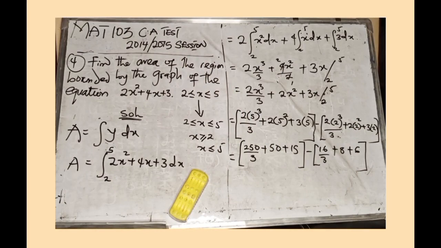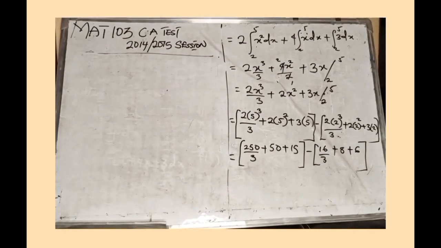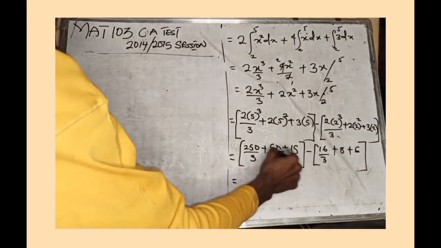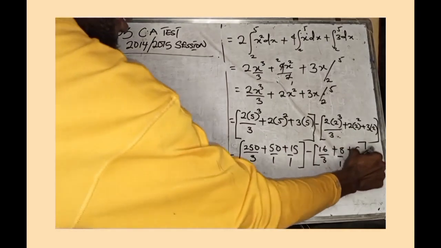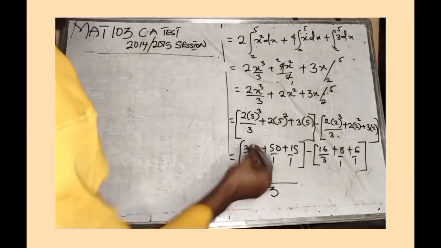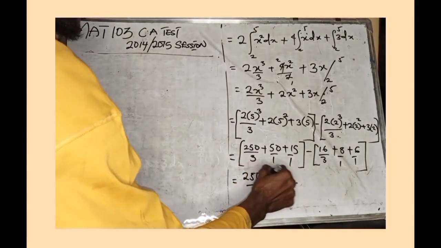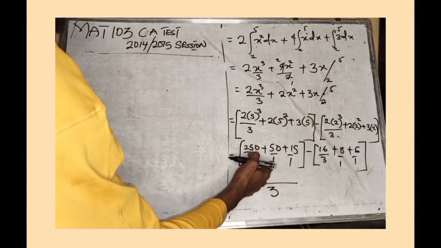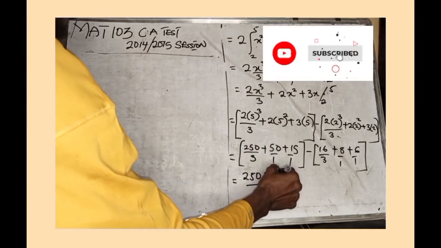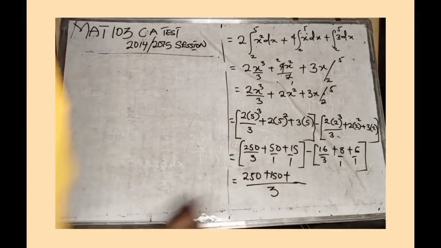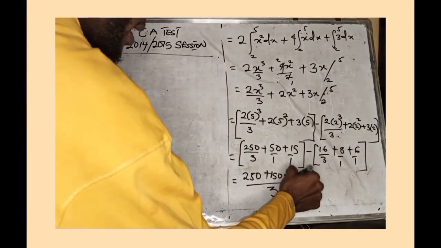So now what next? Let's simplify further. Okay guys, so let's take LCM here. So this is like over 1, this over 1, this over 1, and this is over 1. So the LCM here is 3. 3 divided by 3 is 1. 1 times 250 would give me 250, plus what I have next now, 3 divided by 1 is 3. 3 times 50 will give me 150, plus 3 divided by 1 is 3. 3 times 15 would give me 45.